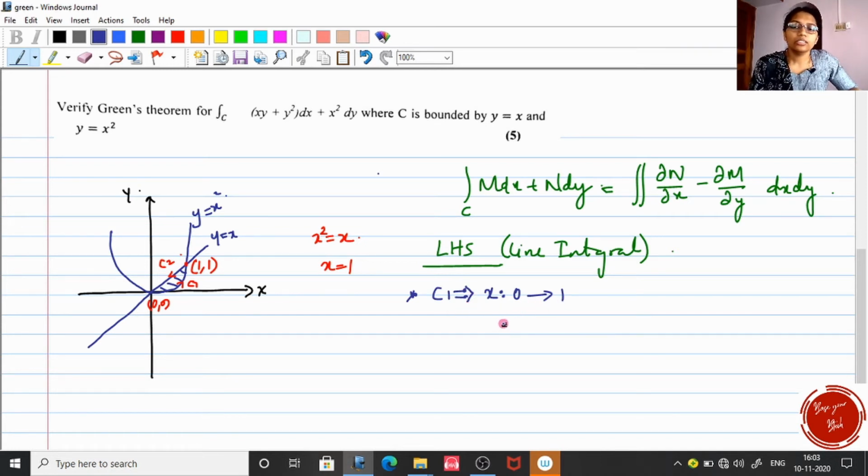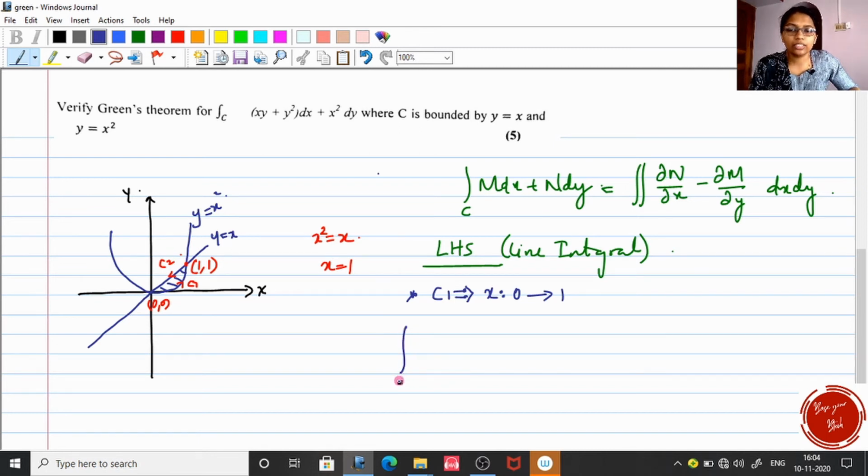I have said how to do this line integral in my previous video. If you need to do only one integration, you have to convert all variables to a single variable. Here x and y both are inside this line integral, so we have to convert either y to x or x to y. Let's convert y to x, because we have already written the x coordinate here.